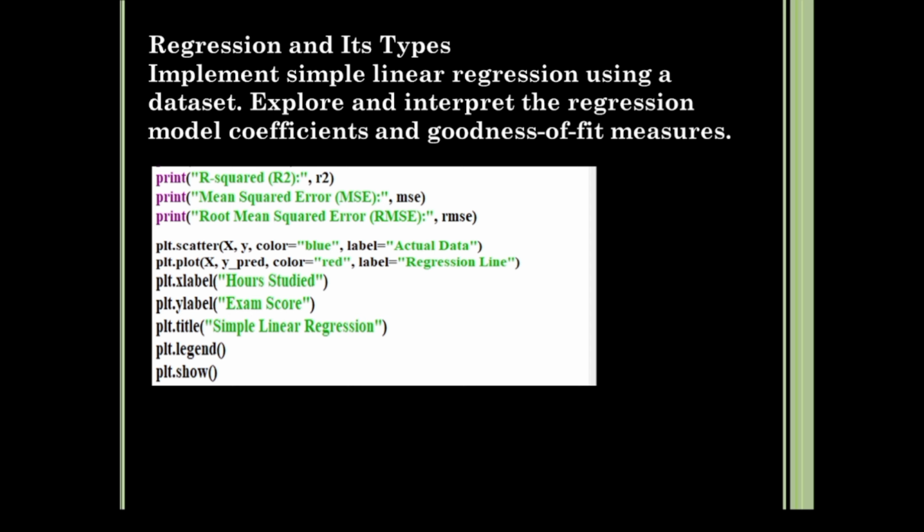Next, we have plt.xlabel('hours studied'), plt.ylabel('exam score'), plt.title('simple linear regression'). xlabel is basically the x-axis label and ylabel is the y-axis label, and plt.title is the title of the graph. Next we have plt.legend(), which shows the legend. Next we have plt.show(), which displays the graph.